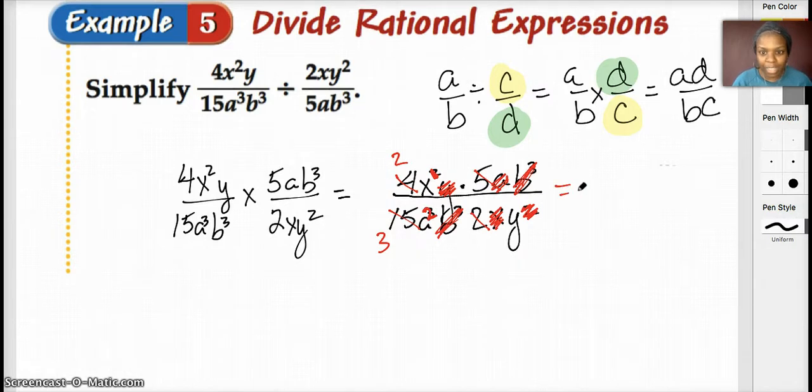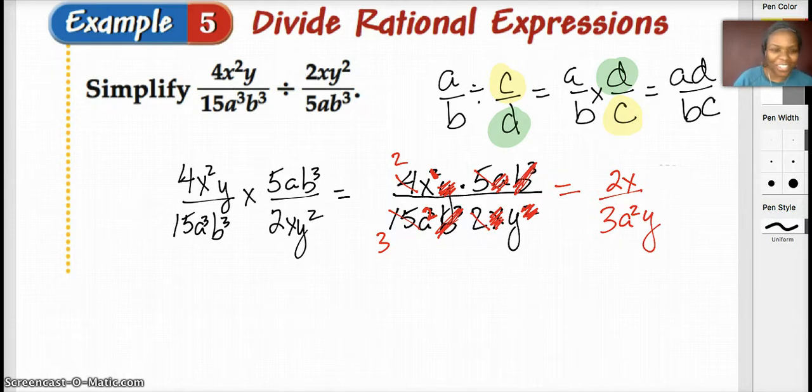So now that I'm looking at what's left, I see I have a 2 and I have an x in the numerator left. And in the denominator, I have a 3, an a squared, and a y. And I feel like finally that's probably a more clear way of doing it. I know you haven't seen the other mess ups, but trust me, it was bad.